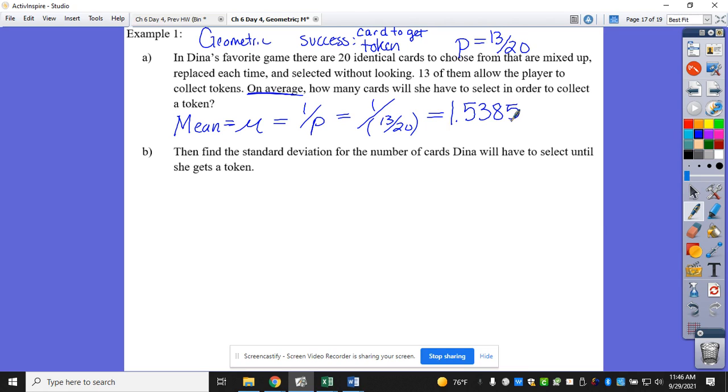What would not really make sense here? First reaction, what should I write right here? First reaction might be tokens, right? But why would that not make sense? It's going to take me that many tokens to get one token. Does that make sense? That's how many trials it takes me to get a token.